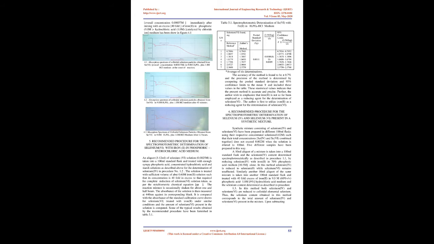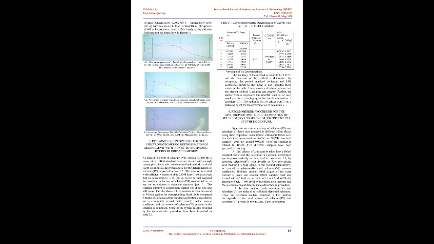The absorption spectrum of colloidal selenium particles obtained from selenium(IV), overall concentration 0.00034 M, with iron(II) in 9.0 M or 60% V/V phosphoric acid and 1.0 M HCl medium, immediately after mixing with 20-fold excess iron(II), has been shown in Figure 2.4, and it may be seen from the figure that it has broad absorption bandwidth, with a maximum at 484 nanometers and an absorbance of 0.757.